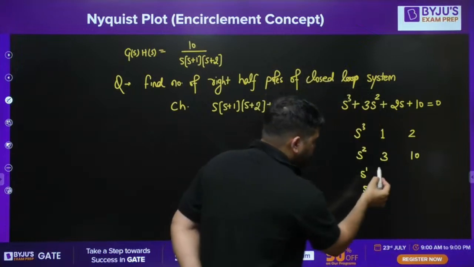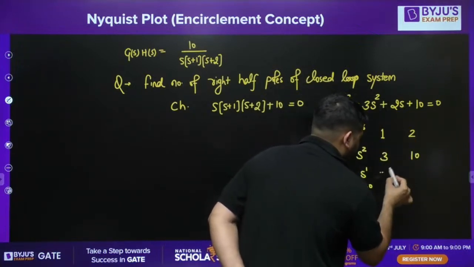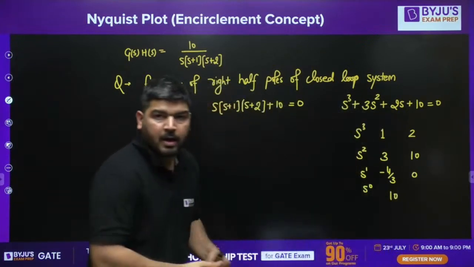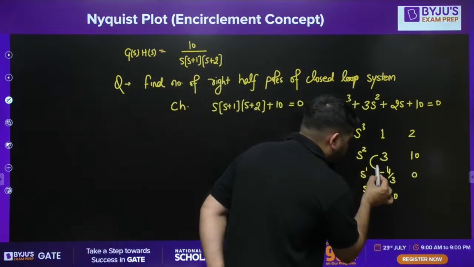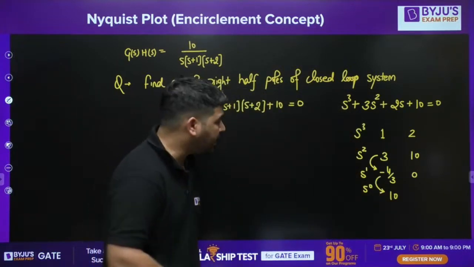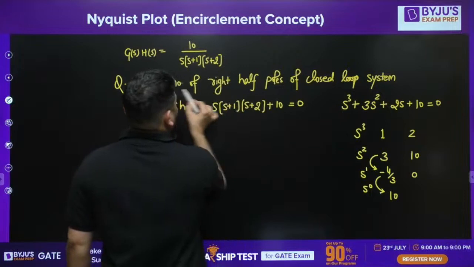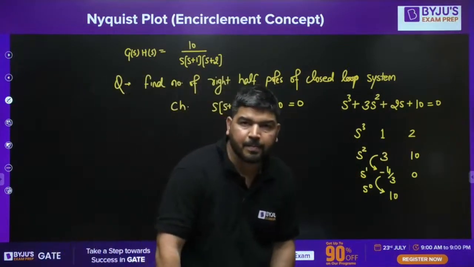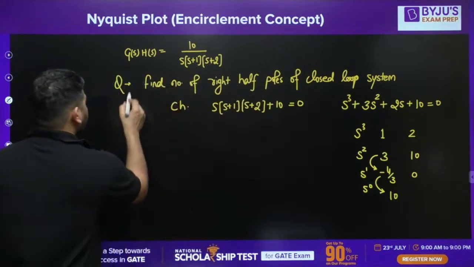Okay. Now this point will be (6 minus 10) divided by 3, so minus 4 by 3. This is 0, this is 10. Now you can see there are 2 sign changes. It means 2 poles of the closed loop system are in the right half of the S-plane and the closed loop system is unstable. We know that. This is question number 1.